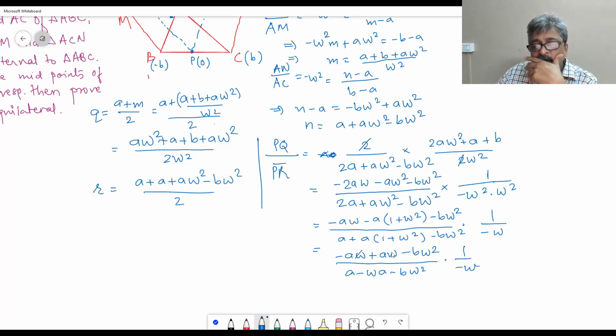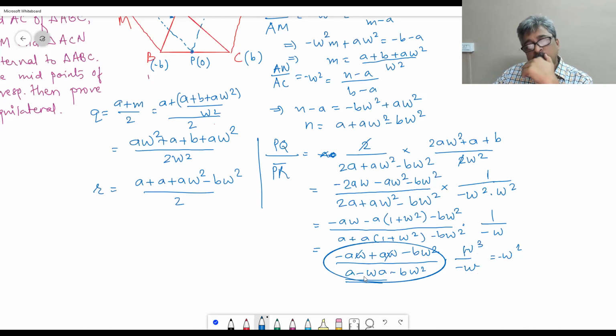This gets cancelled, and I should have got this also cancelled. So I think I have made some mistake here. This must get cancelled because 1 upon omega is omega cube upon omega, which is omega square with negative sign. So this fellow must be 1. So this is 2a. Can you locate the mistake in these calculations?